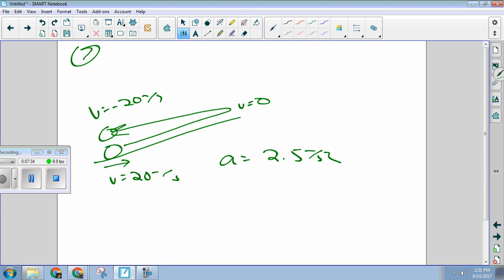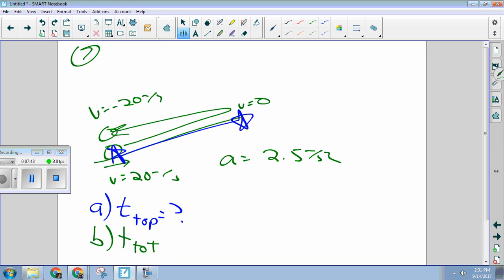Question A wants to know the time it takes to get to the top, right? And question B wants to know the total time. Cool? All right, so should anything be negative that I haven't already made negative? Velocity is positive on the way up, negative on the way down. Acceleration ought to be negative.